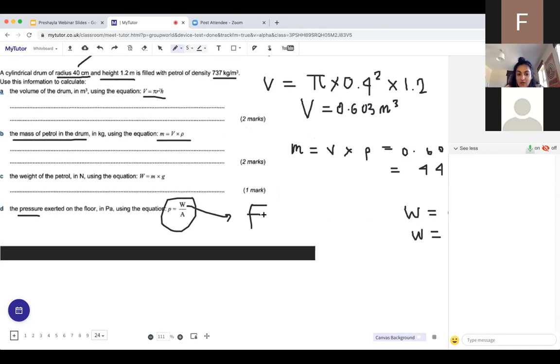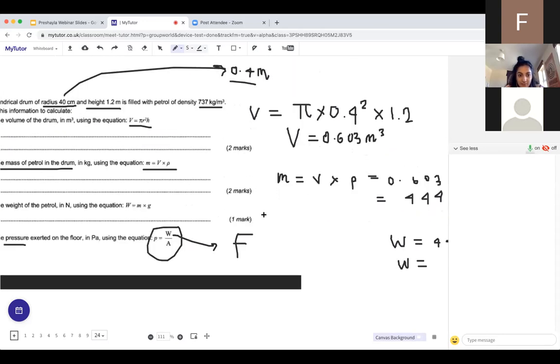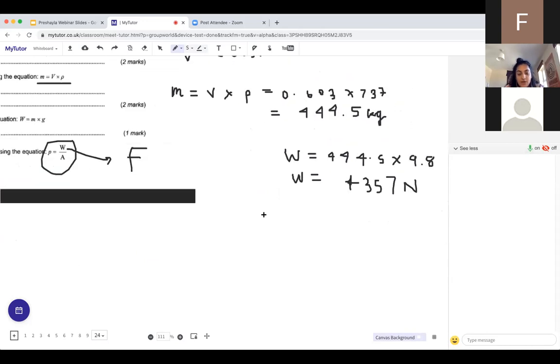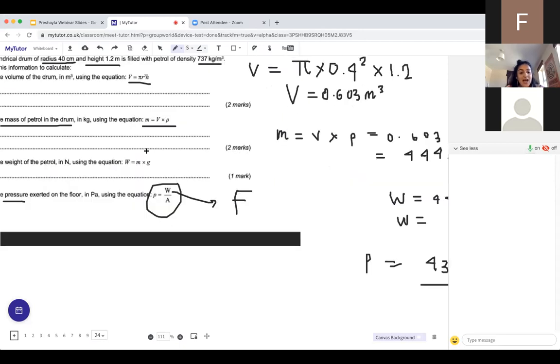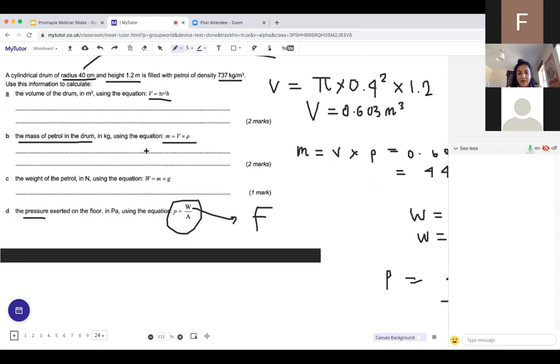So pressure equals force divided by area. So pressure is 4,357, but what is the area? Well, the area is the area of the surface that the pressure acts on. So the surface that it acts on is the floor of the cylinder, which is just a circle, right? The floor of a cylinder is just a circle. So the area of a circle is pi r squared, where our r is 0.4, which is the radius of the drum.